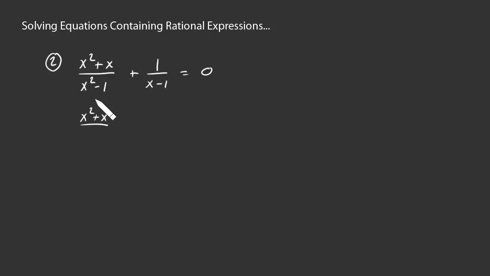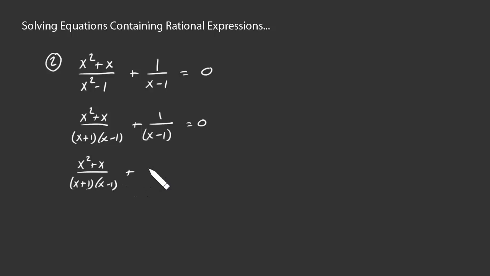X squared plus x over, factoring the bottom, that's a difference of squares, x plus 1 times x minus 1. Over here, there's not much to do. You just have a single x minus 1. This denominator is not missing anything that this one has. This denominator is missing an x plus 1. So let's go ahead and add in, or multiply by, an x plus 1 top and bottom on that second term. So x squared plus x over x plus 1 times x minus 1. That's going to stay the same. Over here we'll pick up an x plus 1 over x plus 1 times x minus 1. There again is our well-chosen value of 1.